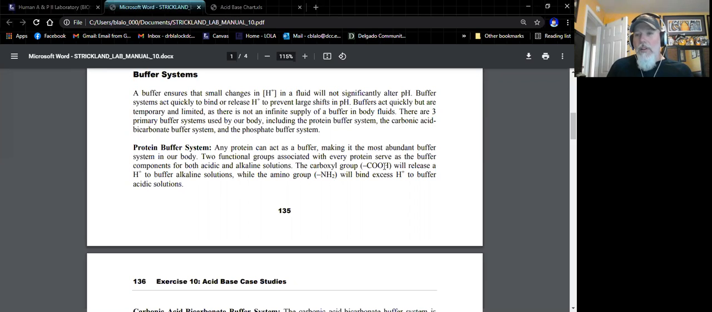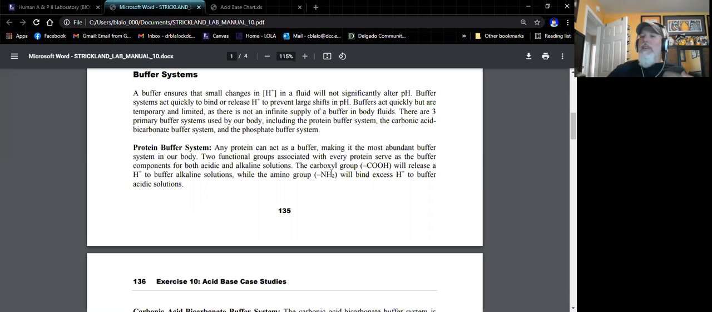Now, on the other side of that, if we have too much hydrogen ion and our body is starting to get a little bit on the acidic side, we can take some of those free hydrogen ions and bind them to our amino groups. Instead of NH2, this will become NH3. Again, a temporary solution, a temporary fix. So if we take away the hydrogen ion from the carboxyl group because we've gotten too alkaline, when we bring our pH back down, we'll add those hydrogen ions back on. So it's just a temporary solution to balance out our body's pH.